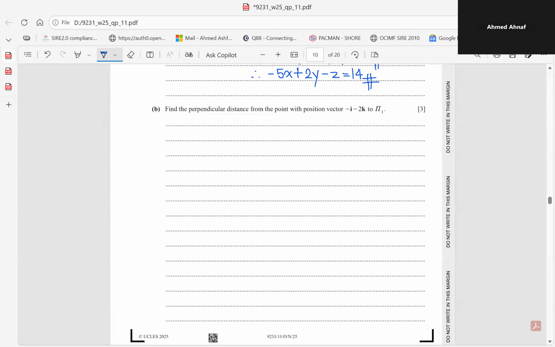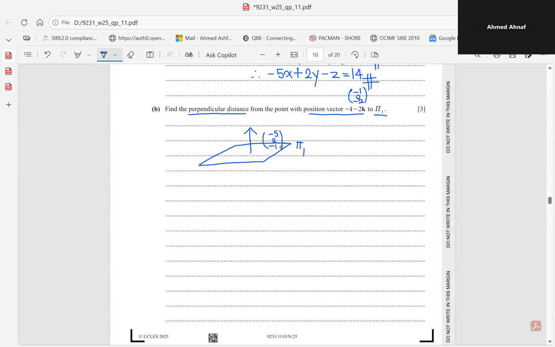Okay, so for this second part, we're told to find the perpendicular distance from the point with position vector minus I minus 2. So this is the coordinates of that point to pi1, the plane. Okay, so the perpendicular distance is basically just the shortest distance. And to find it from a particular point to the plane, we first have to make a little sketch. So this is the plane pi1, and this is the vector that's normal to it, which we found just now, to be minus 5, 2, minus 1.